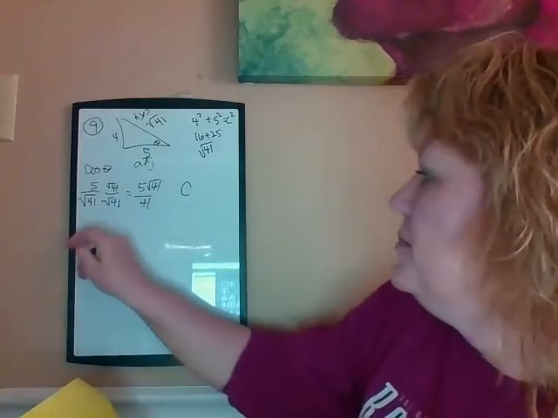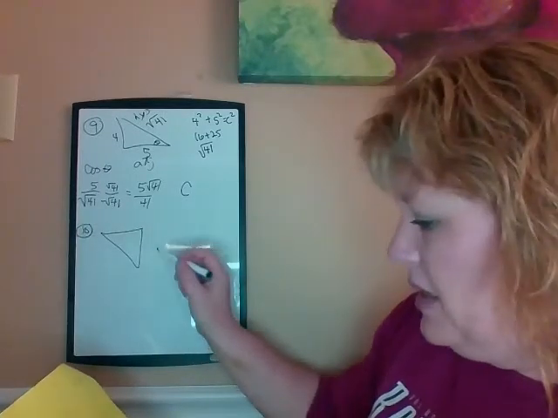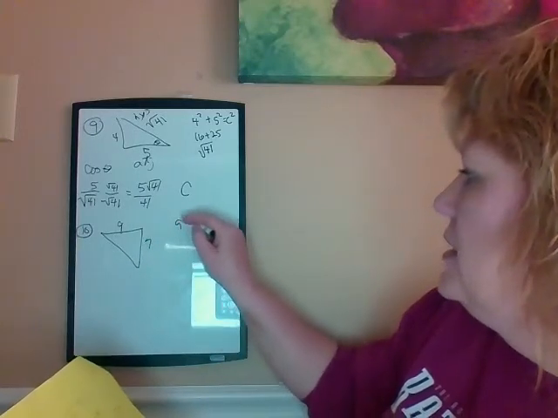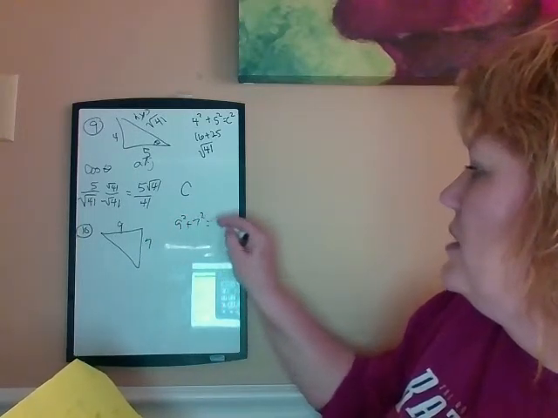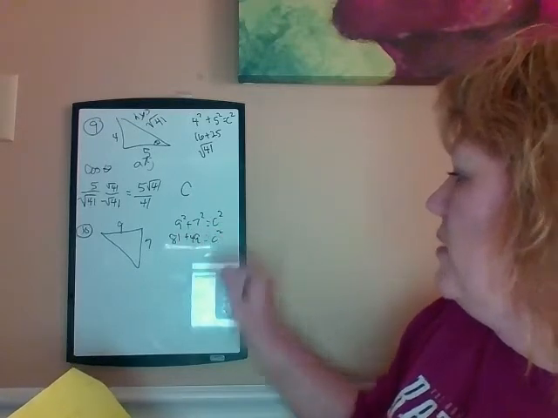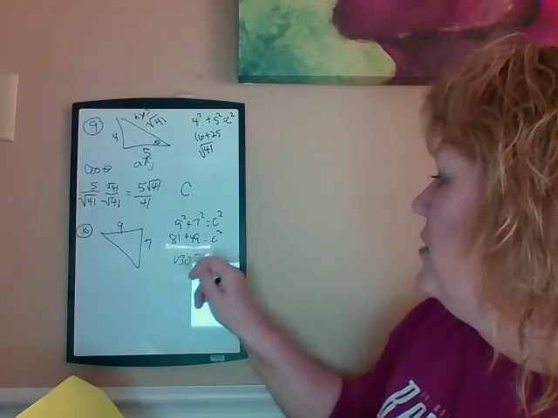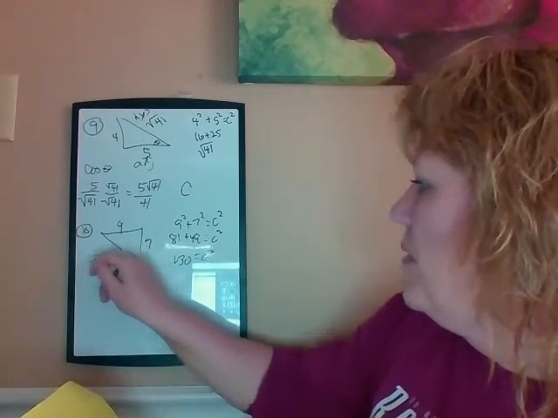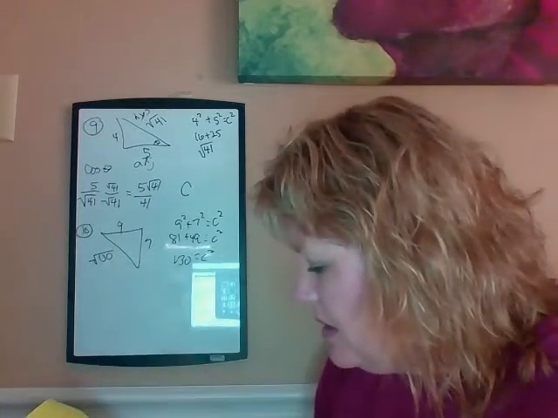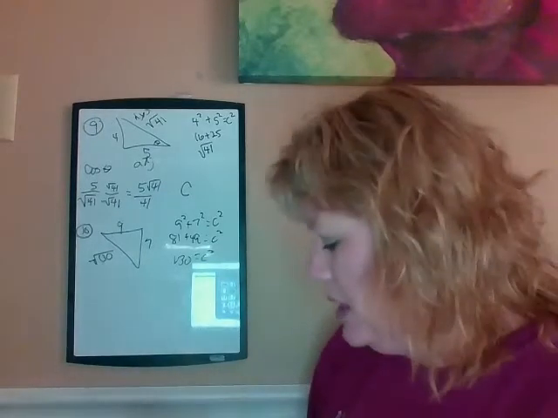Number 10, very similar to 9, and we're going to have a leg that's 9, a leg that's 7. So 9 squared plus 7 squared is c squared. 81 plus 49 is c squared. Let's see, what's that going to be when I add that up? 130. 130 is c squared. So this is the square root of 130. Let me see. Can we simplify that? Let me see just a second about 130.